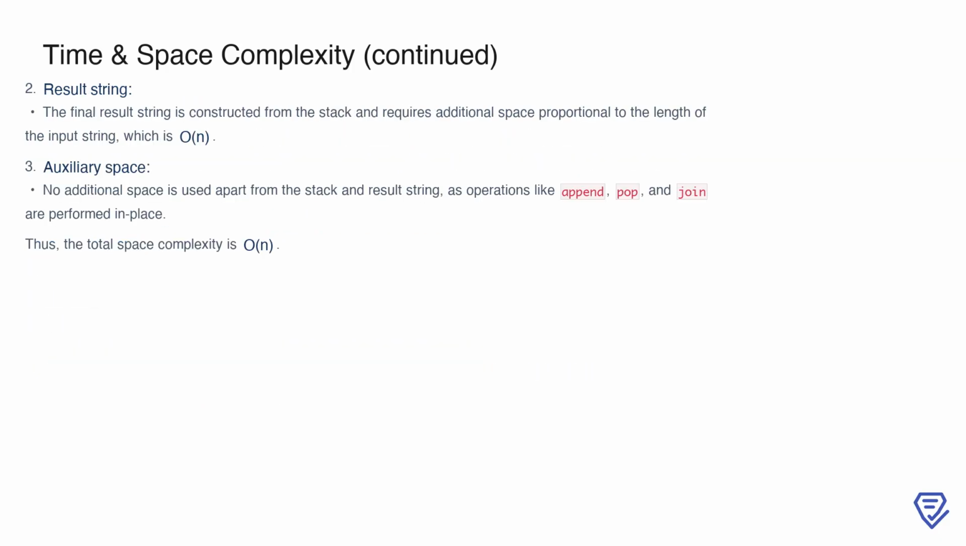The space complexity also accounts for the result string, which is constructed from the stack. Since the length of the result string is proportional to the input string, this adds another O(n) for space. Finally, there is no significant auxiliary space usage, as operations such as append, pop, and join are performed in place. Combining the space required for the stack and the result string, the total space complexity remains O(n). This ensures that our solution is efficient in both time and space usage, even for large inputs.